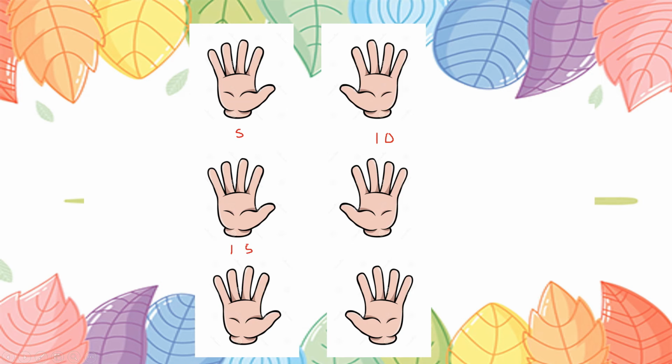5 more. So they became 20. 5 more and they became 25. 5 more. So what do they become? These are 5. Let us count after 25 now. 26, 27, 28, 29, 30. So there are 30. Likewise, children, you can add more hands and see what is going to happen.